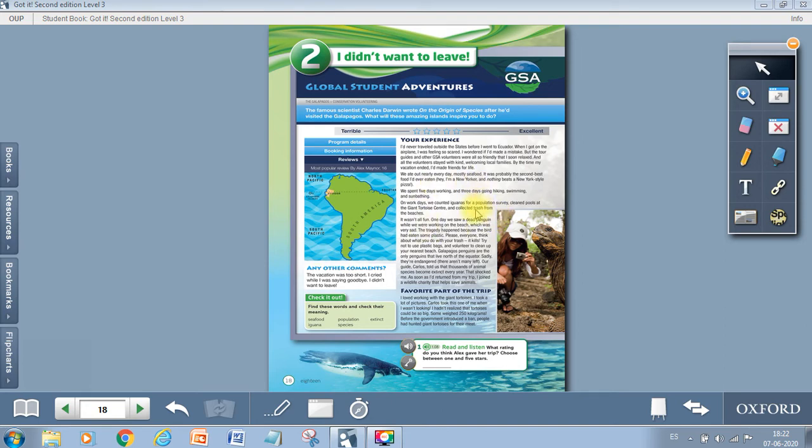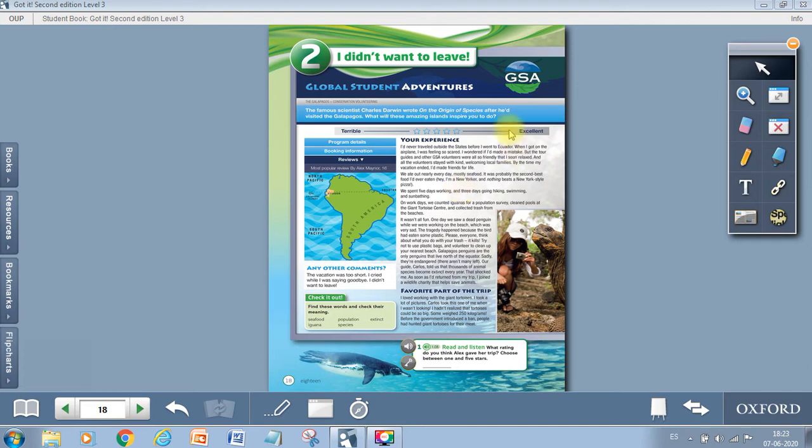In this text we are going to check and we are going to realize what is the opinion that somebody has about a place. Opinions. Why? How do I know that it's an opinion? Because here we have stars. Terrible, excellent. So here it's like a review, okay?